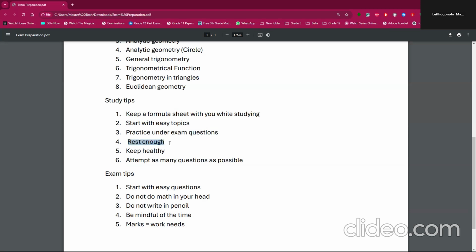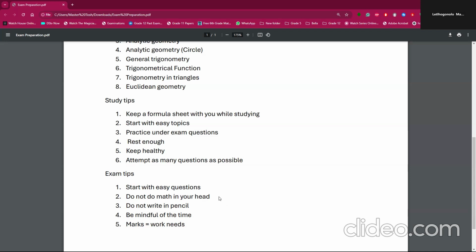You have to get enough rest. Really, a healthy mind is a great mind. Also, keep your body healthy, eating the right amount of food. If you can, put in a little bit of exercise a day just to refresh the mind. And attempt as many questions as possible. Again, one thing that is nice about these exams is some of the questions are reused. So you might get some luck there and find a question that you've already done, making the exam easier for you and again, helping you build that confidence.